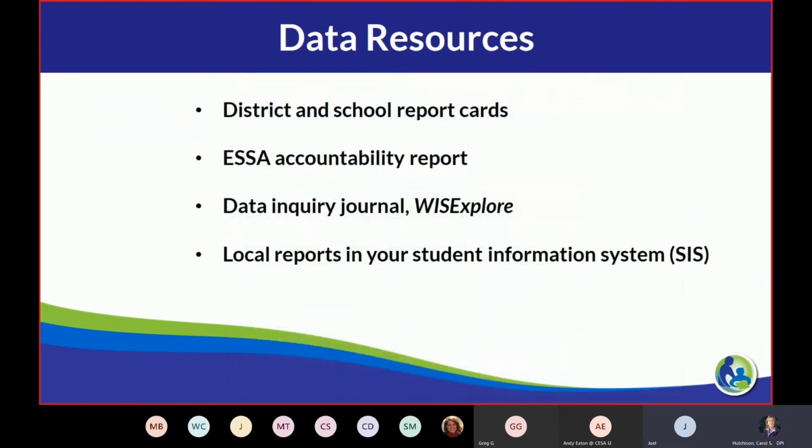Other helpful resources for pulling data include your district and school report cards, your district's ESSA accountability report, which can be used to paint a picture of student performance, the Data Inquiry Journal, and WISE Explorer, which provides a tool that a number of districts have been using for their continuous improvement efforts under ESSA, and finally, any other local reports generated and maintained in your district student information system.